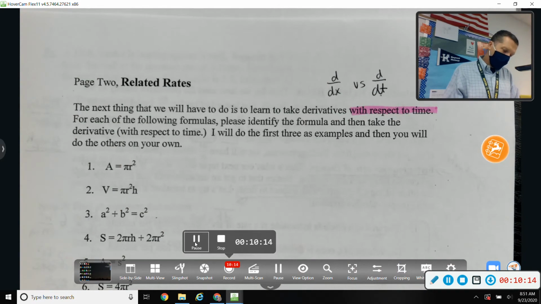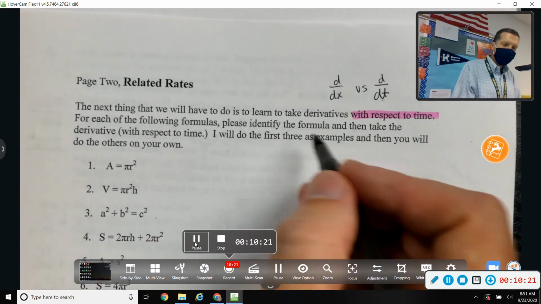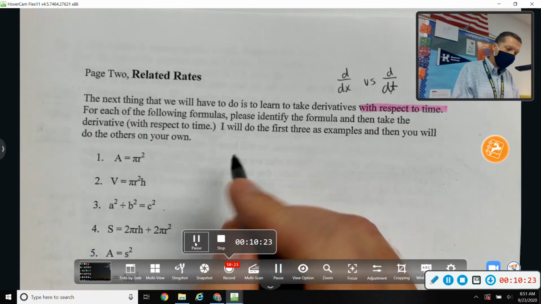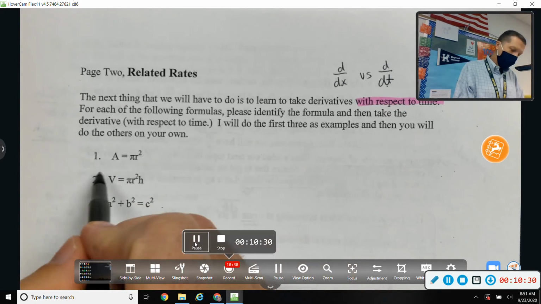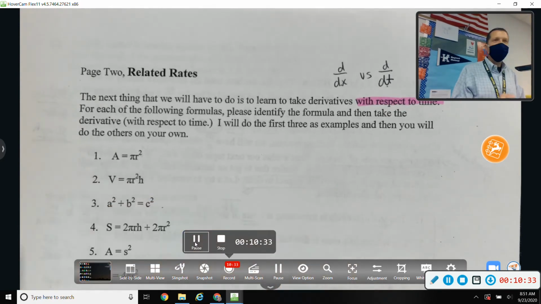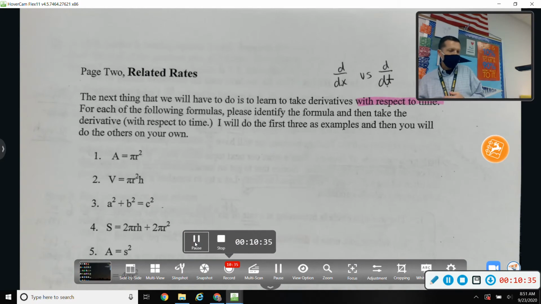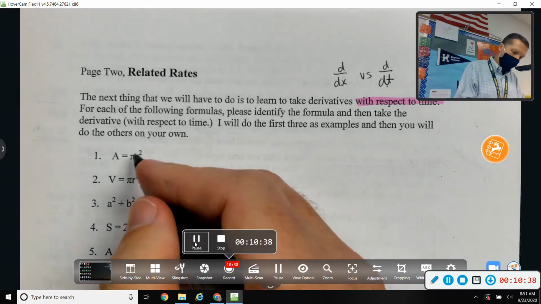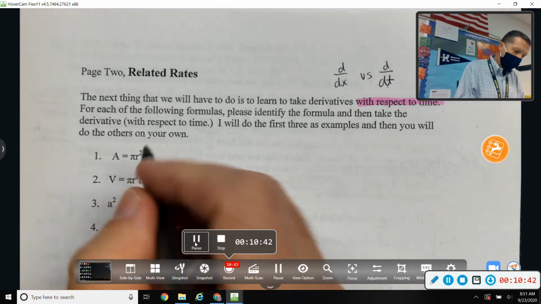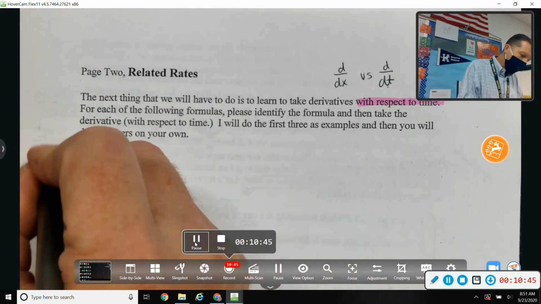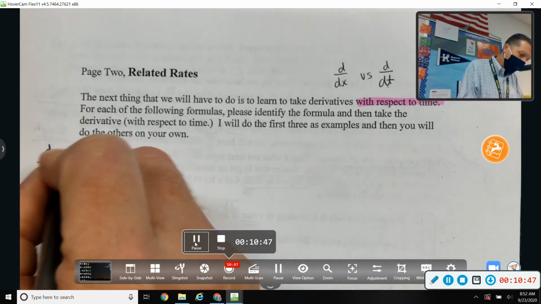For each of the following formulas, identify the formula and then take the derivative with respect to time. Man, this notes page I stole this from somebody, but they really outlined everything here. I will do the first 3 examples, and then you will do the others on your own. Identify the formula. Okay, well, that looks like the area of a circle. So that's just keeping up our geometry. Most of these are geometry things. We recognize our geometry formulas. More importantly, let's do the derivative of this thing. So derivative with respect to t to all of these. That's what we're doing.